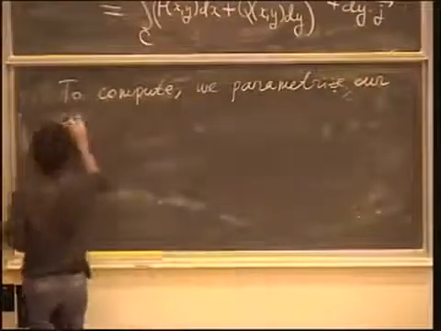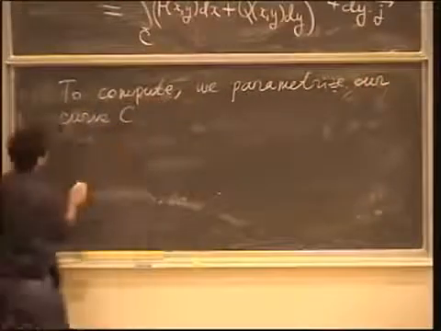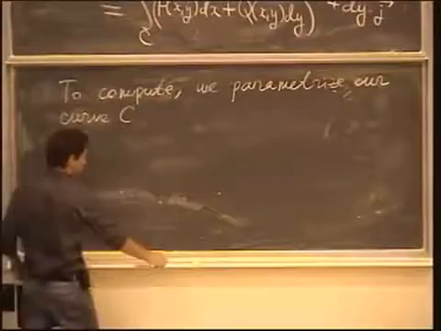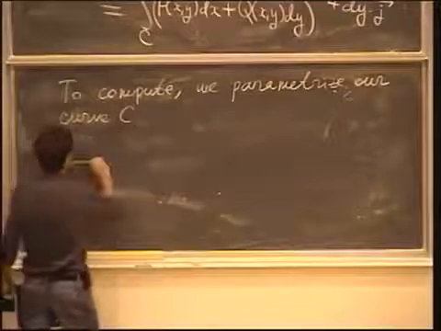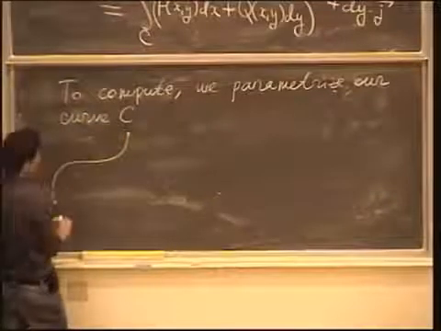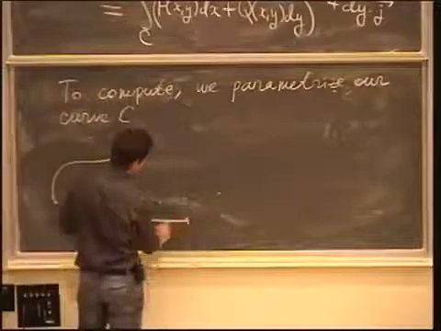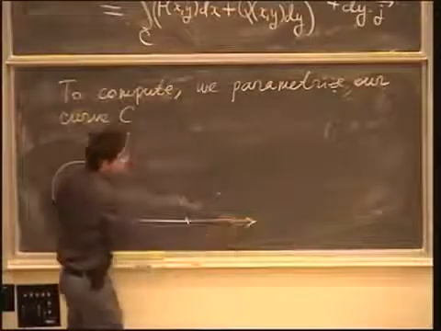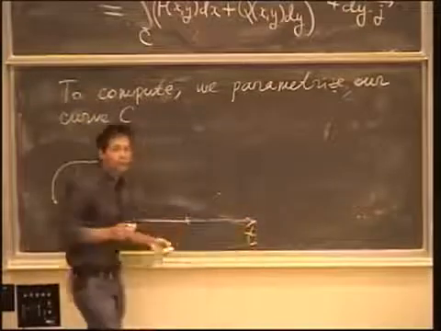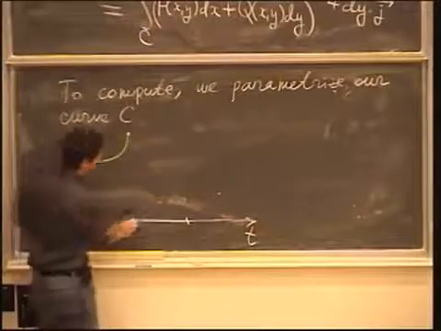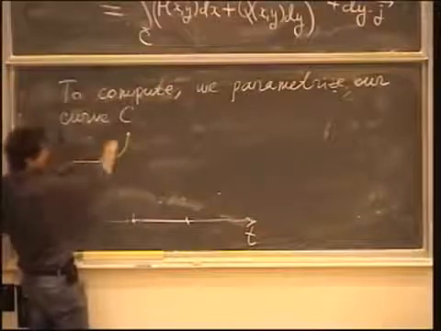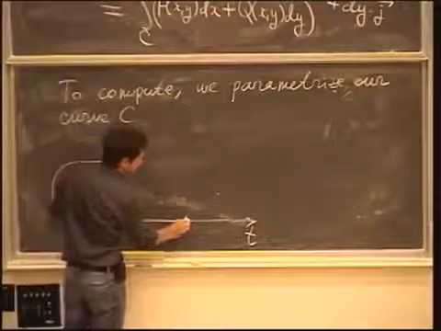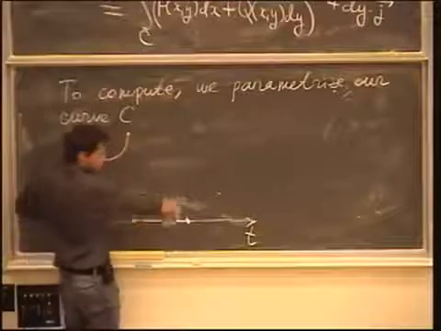Our curve C. In other words, the curve was like this, right? But we parameterize it, which means that we're actually identifying it with a certain interval. But an interval on some auxiliary line with a coordinate which we usually call t. So we identify this curved object, this curve on the plane, with a straight object, with a line segment on this auxiliary line.